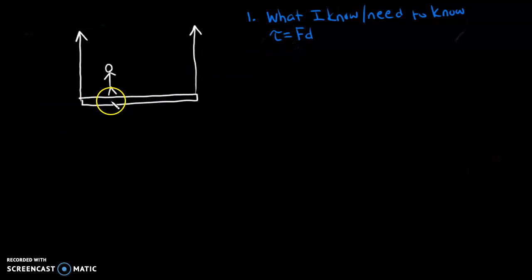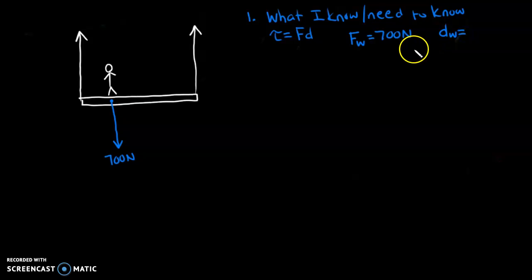Let's see things that we're given. So we're given that our window washer has a force of 700 newtons. So the force of the washer is 700 newtons. We are told that the distance of the washer is 1 meter from the end, but I'm not going to write that yet.